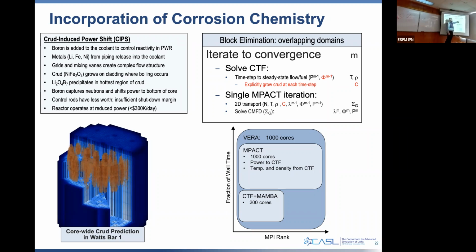We could do the same thing with the crud. We could just say, okay, every Cobra time step, let the crud grow a little bit also. And so we varied inside of that crud growth. It would provide here is my crud growth during this time zone. Everything else could stay the same. I went from CTF alone to CTF plus Mamba, and so the runtime increased a little bit. But overall, the iteration, the structure followed the exact same path.